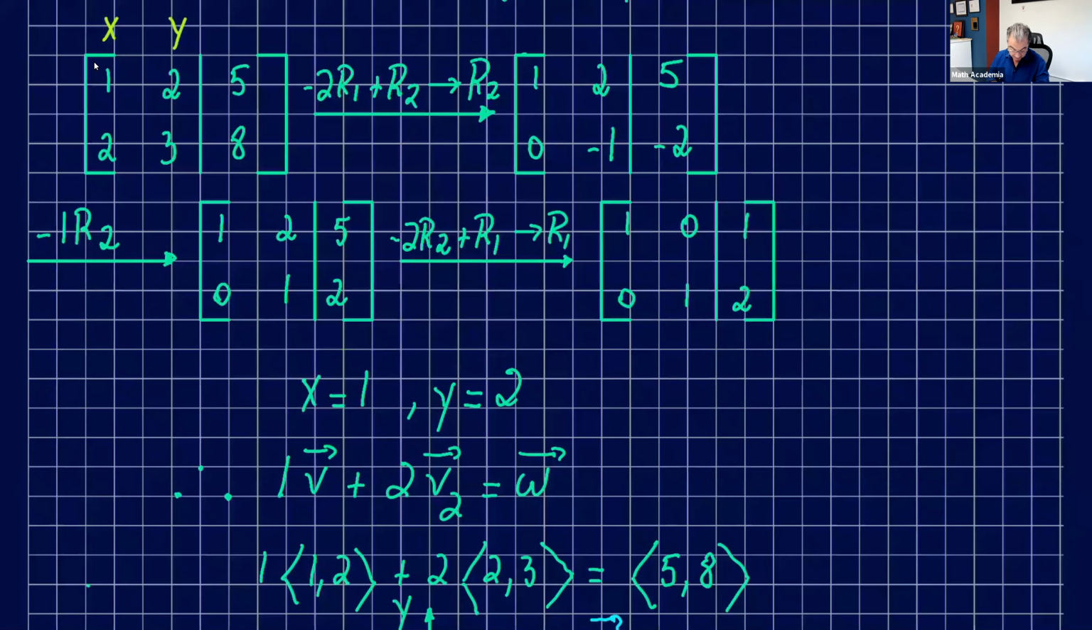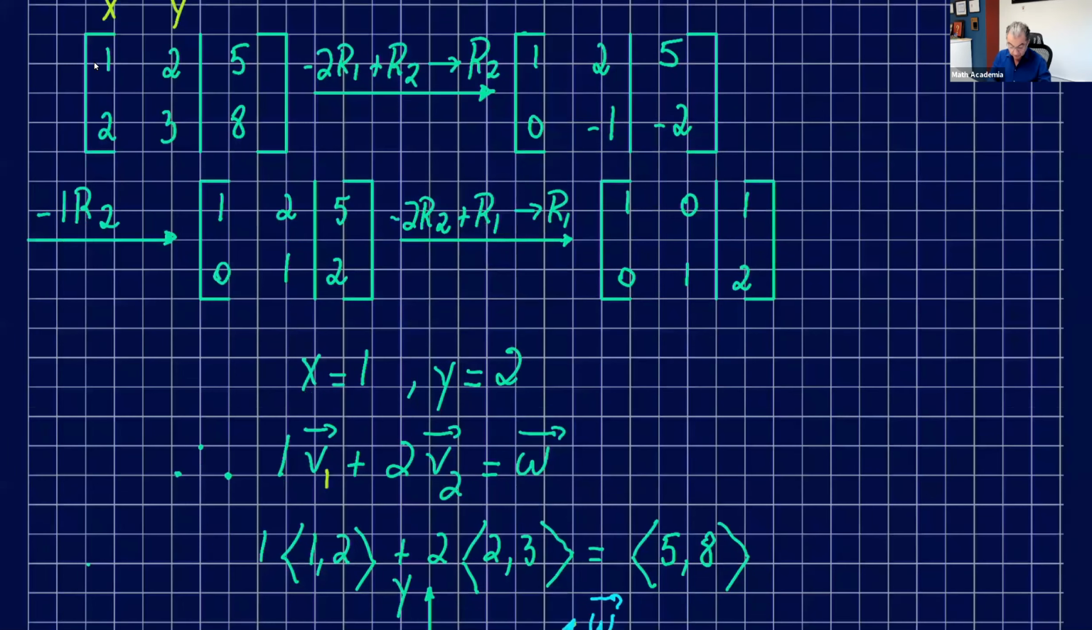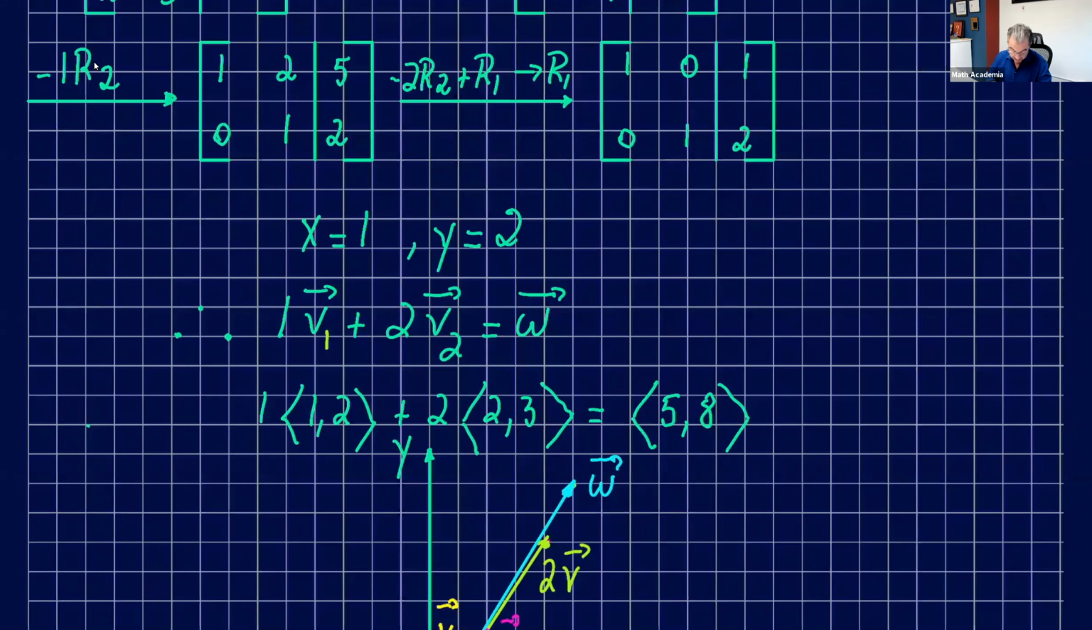What's the meaning of that? 1 times v1 plus 2 times v2 equals w. You can double check the answer here. So 1 times 1, 2 plus 2 times 2, 3 is going to give you 5, 8.